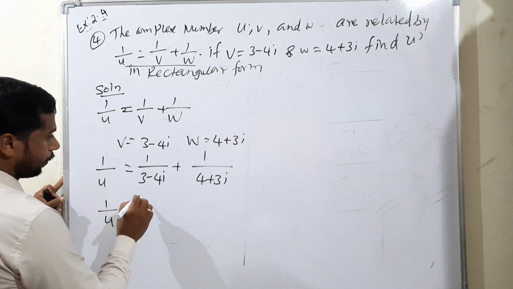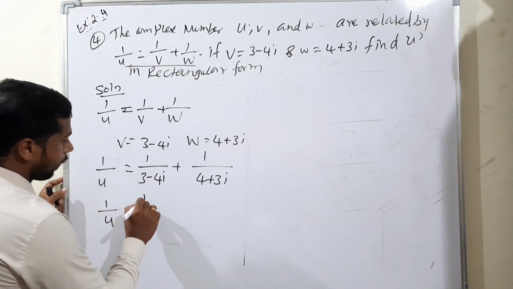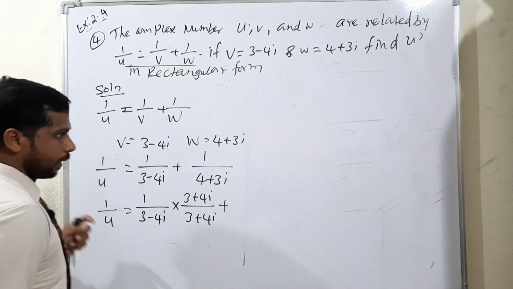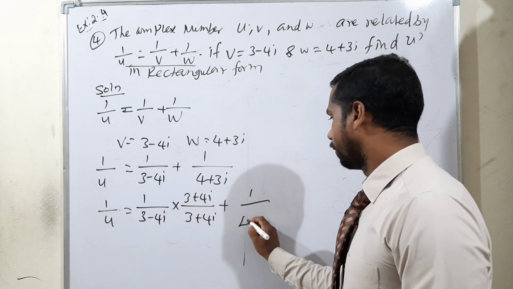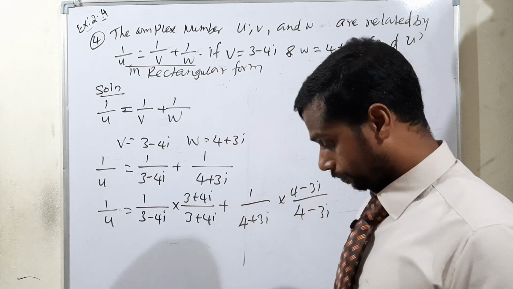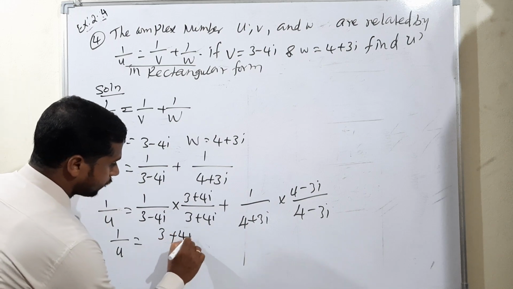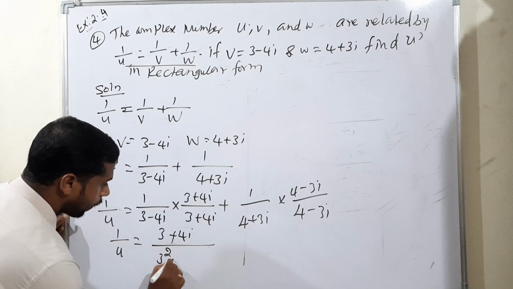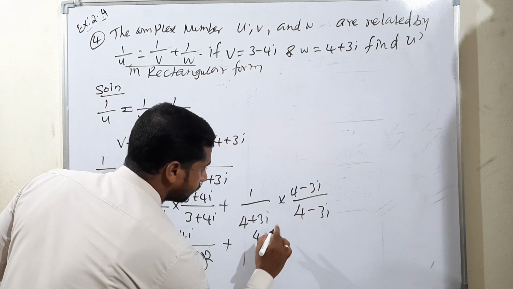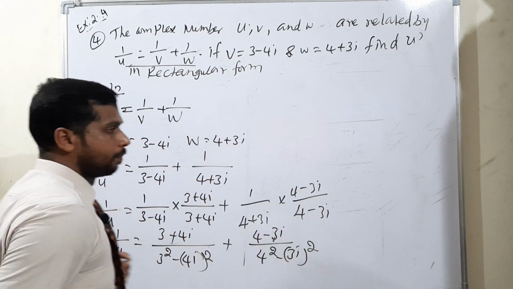So 1/u is equal to, this is not in standard form, so we have to multiply by the conjugate term on both sides. 1/(3 minus 4i) into (3 plus 4i)/(3 plus 4i), then plus 1/(4 plus 3i) means (4 minus 3i)/(4 minus 3i). So the numerator is 3 plus 4i as it is, and the denominator is a plus b into a minus b, so 3 squared minus (4i) squared. Again plus the second part, 4 minus 3i as it is, with denominator 4 squared minus (3i) squared.